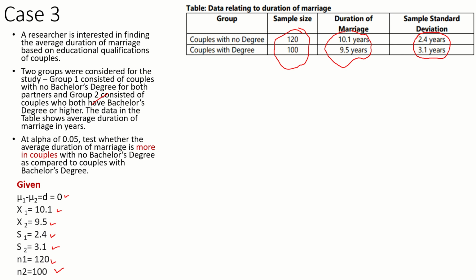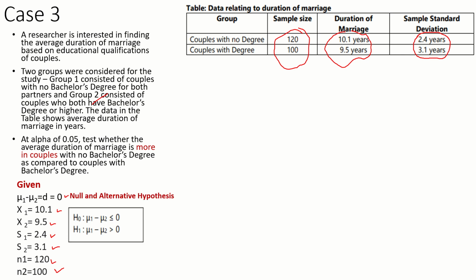Then this is the null hypothesis. Since mu1 and mu2 are not given, we will take it as at least greater than 0. This is the claim. What is the claim? Whether the average duration of marriage is more in couples with no bachelor. So the claim is "more in couples", therefore this is the direction. Obviously this is a right tail test because it is one directional, in the right direction. So the alternative hypothesis is right directional, and obviously the null hypothesis is the opposite direction, equal to or less than.